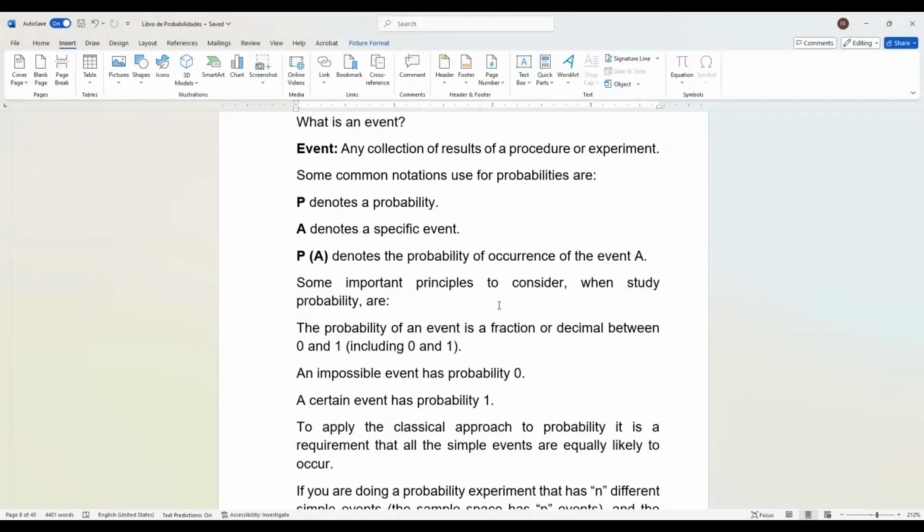Some important principles to consider when you study probabilities are: first, that the probability of an event is a fraction or decimal between 0 and 1, including 0 and 1. That an impossible event has probability 0, and that a certain event has probability 1.